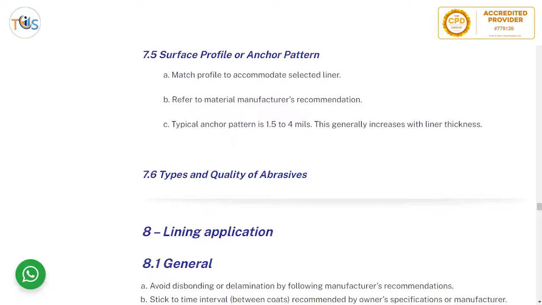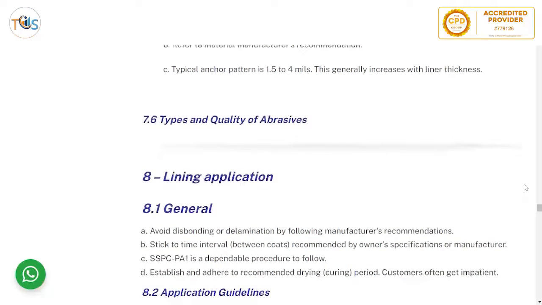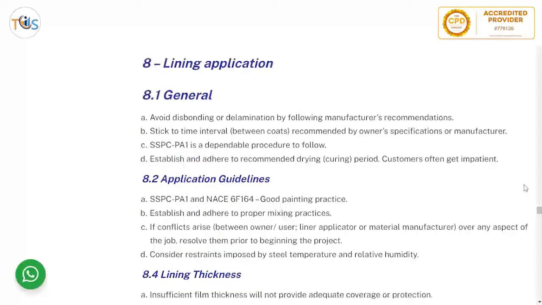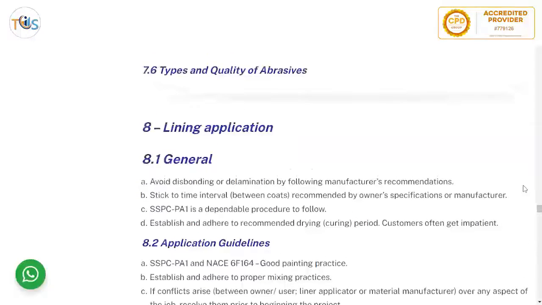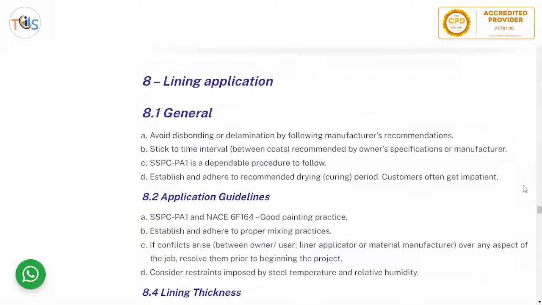Refer to the material manufacturer's recommendation. Typical anchor pattern is 1.5 to 4 mils. This generally increases with liner application thickness. Types and quality of abrasive is covered in 7.6.